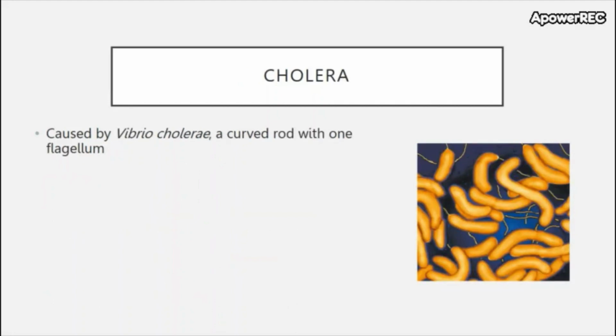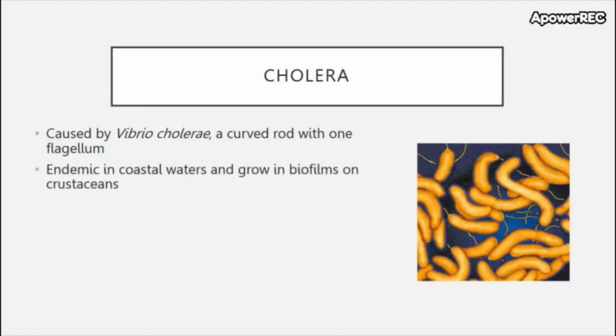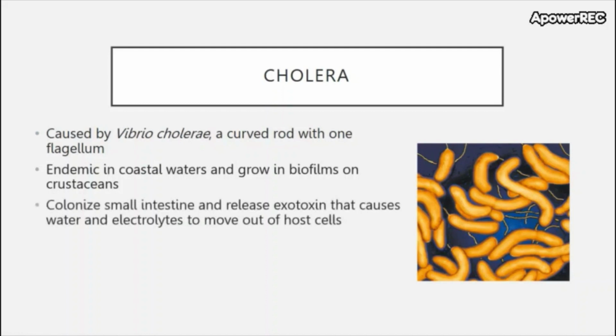Let's talk about cholera for a little bit. Cholera is caused by Vibrio cholerae, which is a curved rod with one flagellum. It's endemic in coastal waters, and it grows in biofilms on crustaceans. It colonizes the small intestines and releases exotoxins that cause water and electrolytes to move out of the host cell.